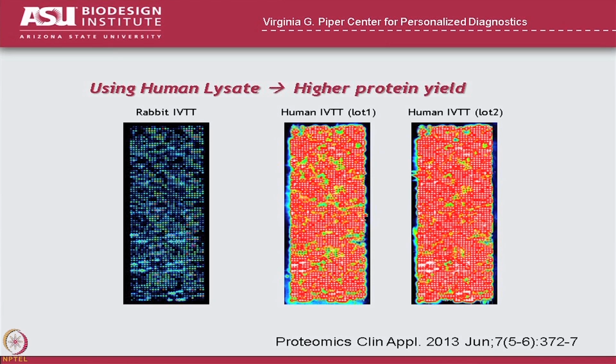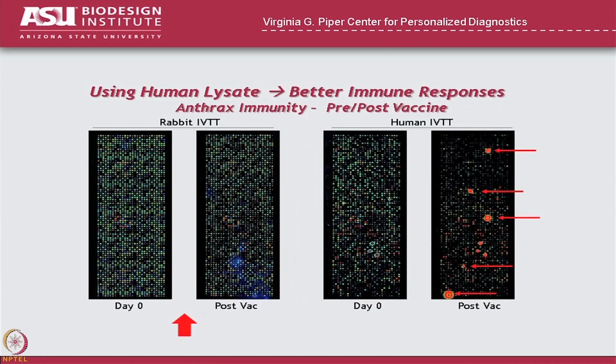This is whole human extract that includes human ribosomes and human chaperone proteins, which means that there are proteins in the lysate that help these proteins fold in their natural shape. The other advantage of the human lysate is that it's less likely to inhibit immune reactions.